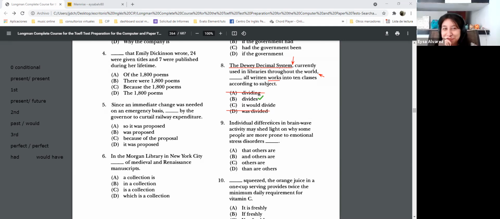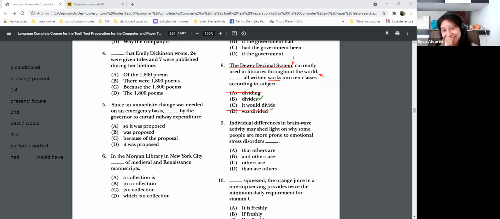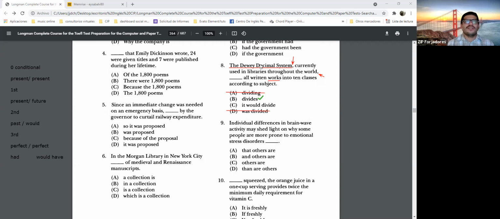Cannot be in passive voice. Passive voice, like letter D? Yes. Okay, letter D, was divided. So it cannot be letter D because you would have, let's see, imagine that the appositive doesn't exist. Okay, so the Dewey Decimal System was divided all written works into 10 classes according to subject. Okay, was divided all written works.